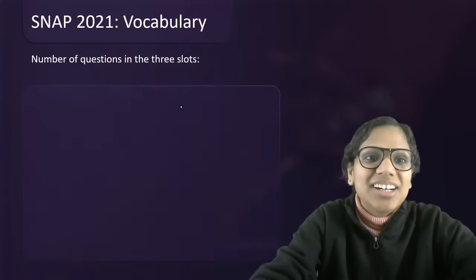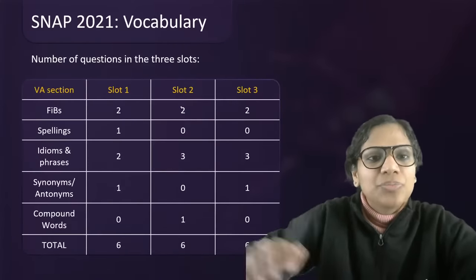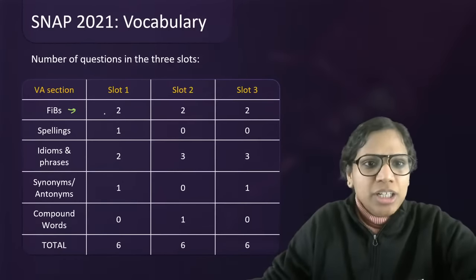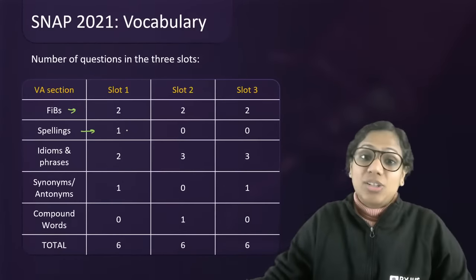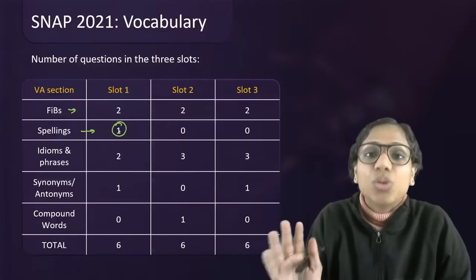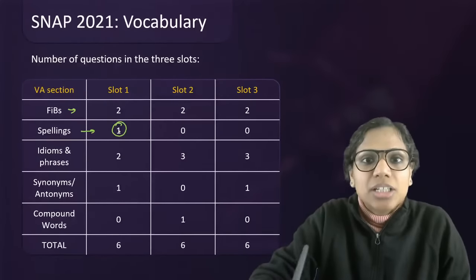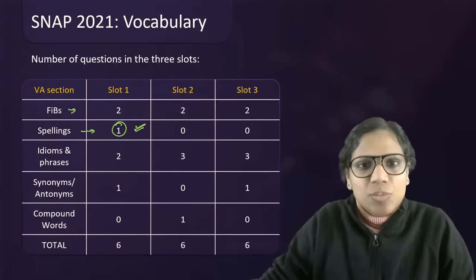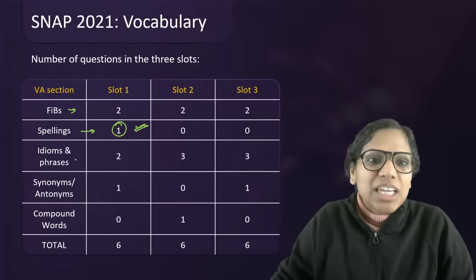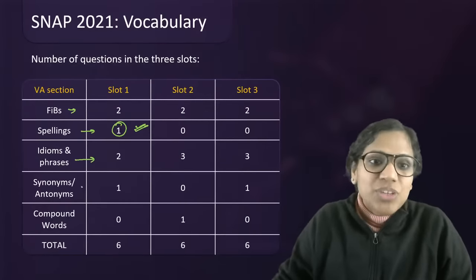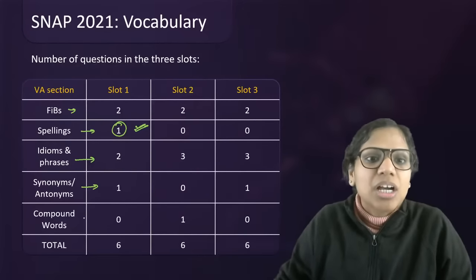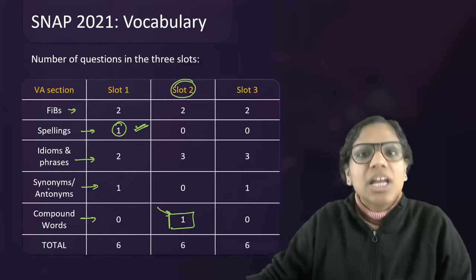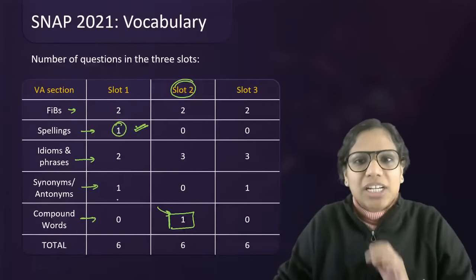Now, if I give you a breakup, this is how they looked like. Fill in the blanks based on vocabulary 2. Spellings 1. So see, spellings you can't really ignore. I'm not saying that it's the most important component out there. No, but then it is being asked in vocabulary. Idioms and phrases again asked. Synonym antonyms again there. Compound words, okay, one question on compound words was asked in slot 2. I'll show you what that is. We'll practice some questions on that.